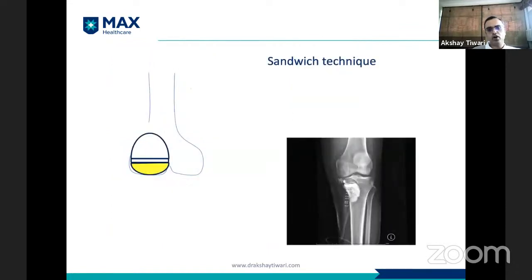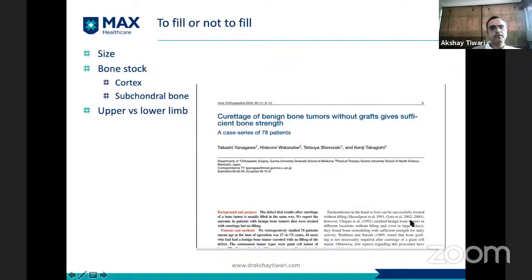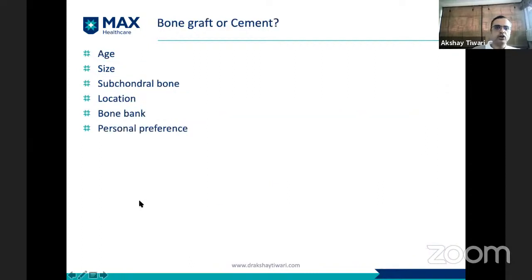This debate then brought into picture the sandwich technique, where you want to have the best of both worlds, both bone grafting and cementing. The hypothesis was that subchondral bone, if replaced by bone, will lead to lesser damage to the articular cartilage. And this technique continues to be popular with a lot of people, and literature continues to come out about this technique. Whether to fill or not to fill has also been questioned and answered satisfactorily, and in selected patients, even not filling the cavity after curettage remains an option.